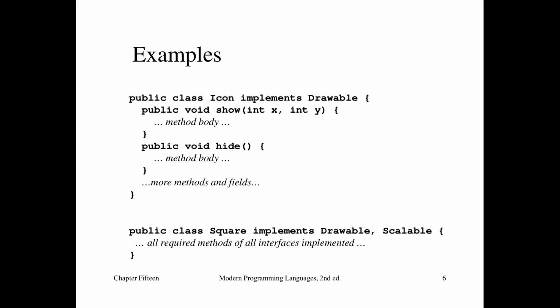An example of this would be the class icon. Icon implements drawable, and that means that we have to then provide a show and a hide method, and then any other methods that icon itself needs. Similarly, we can do this with square. Square can have drawable and scalable, whatever scalable means, but now we have to have the methods of both interfaces as a part of the class square.